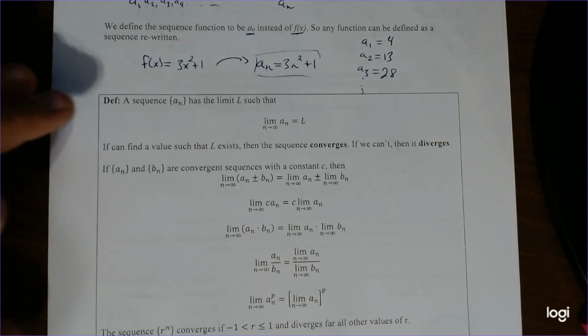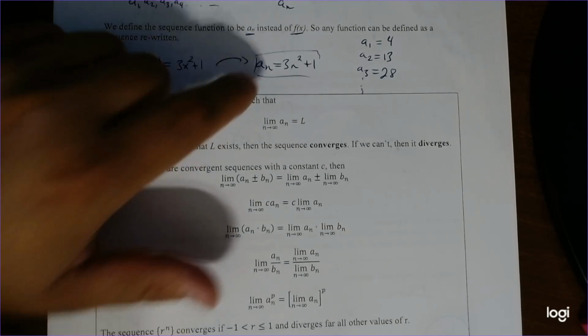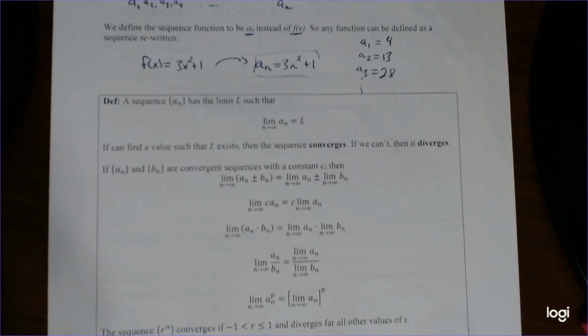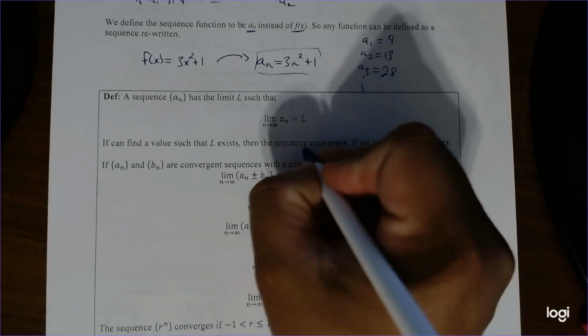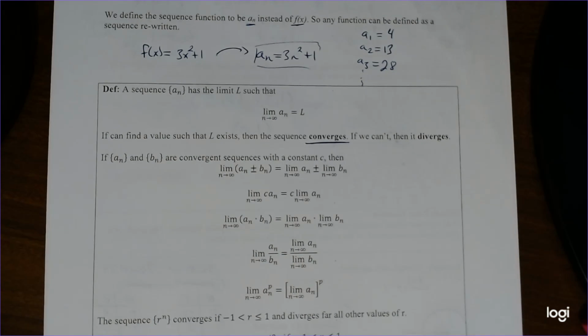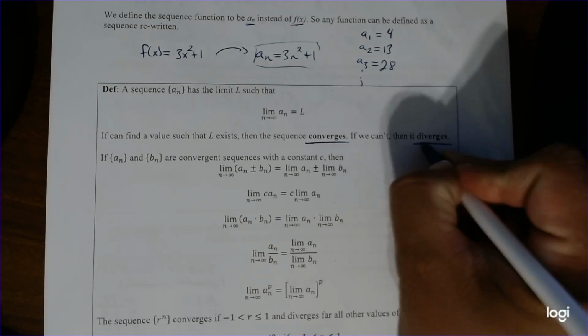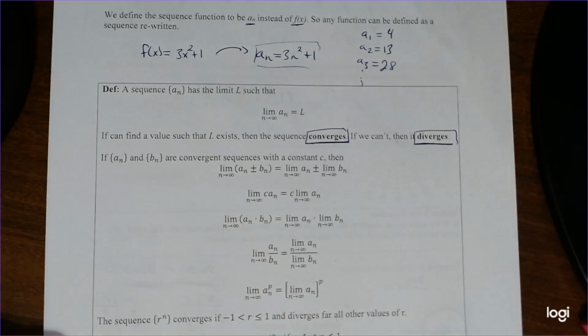Now, this is a key thing when it comes to our definition of a sequence. It says a sequence a sub n has a limit L such that if we take the limit of this entire sequence, we can find a number, right? That's the key thing. If we can find such a number that does exist, then we say the sequence converges to that number, or just converges. Meaning eventually as it goes to infinity, it approaches one single number. If we cannot, then we say it diverges.